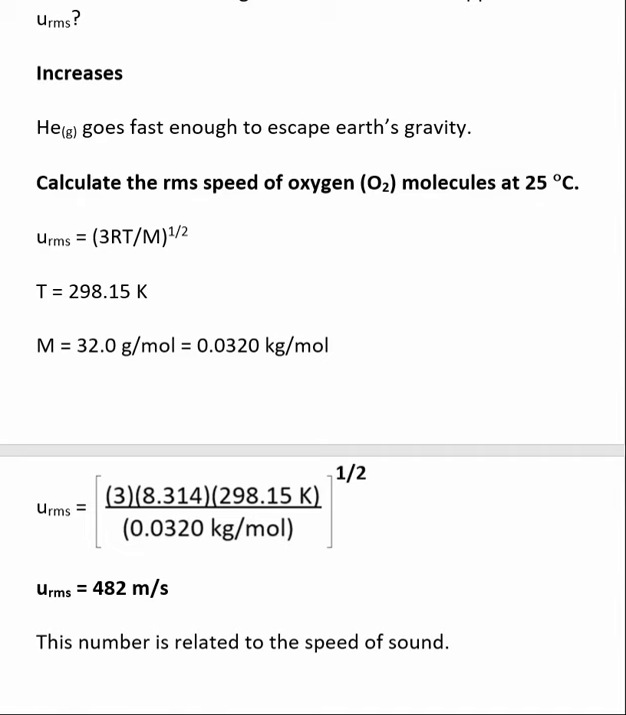and then we plug the values in. And in this case, remember, raising something to the power of 1/2 is the equivalent of taking the square root. So we take the square root of this whole part of our calculation, and when we're done, we find that the Rms of oxygen molecules at 25 degrees C is equal to 482 meters per second. And what's kind of interesting is that you will find that this number that we just calculated is actually related to the speed of sound. So the speed of sound is directly related to the speeds of the gaseous molecules inside of Earth's atmosphere.